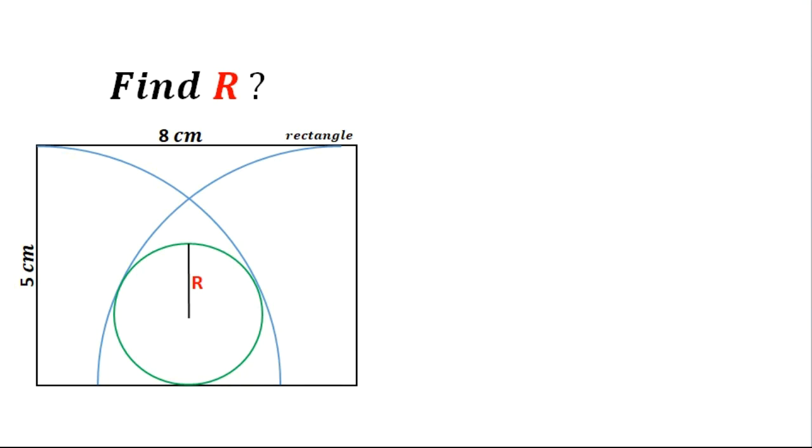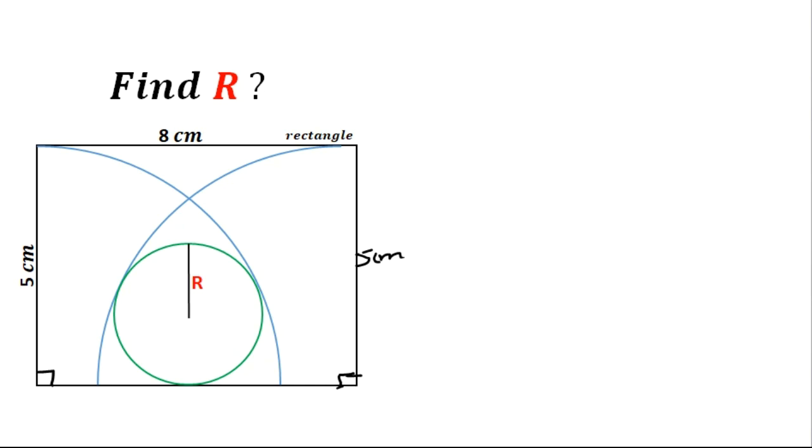You've been told to find R, the radius of this smaller circle. In this diagram, you've been told this is a rectangle, meaning all the angles are 90 degrees, and you can see the radius of this quadrant. Because it is a rectangle, here is 90 degrees, and here as well is 90 degrees. So these are similar quadrants, each of radius 5 centimeters, because if from here up to here is 5 centimeters, then automatically from here up to here is also 5 centimeters.